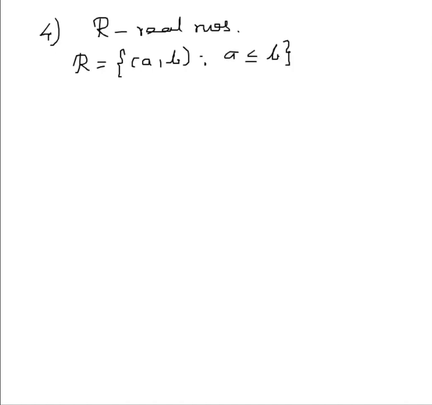Now question 4. Show that the relation R defined as R is equal to the set of all (A, B). The relation is defined on the set of all real numbers, and the relation R is defined as the set of all (A, B) such that A is less than or equal to B. We have to show that it is reflexive and transitive but not symmetric. So it is an infinite set.